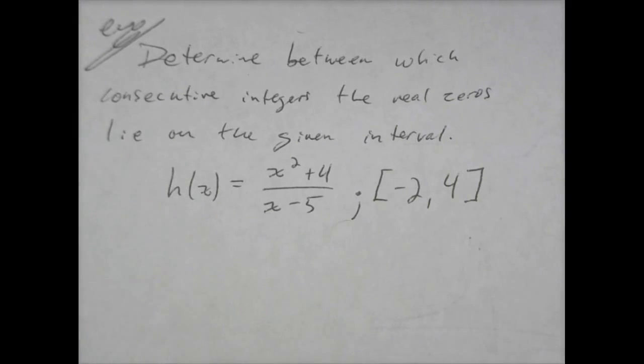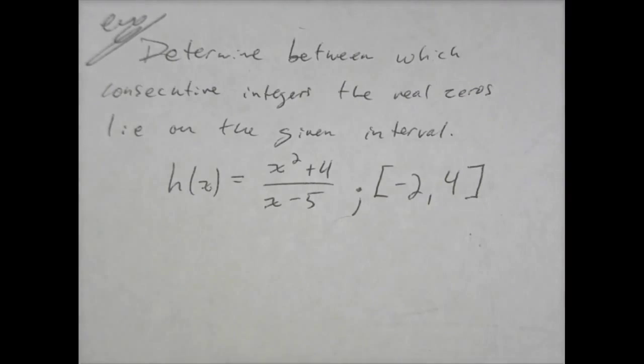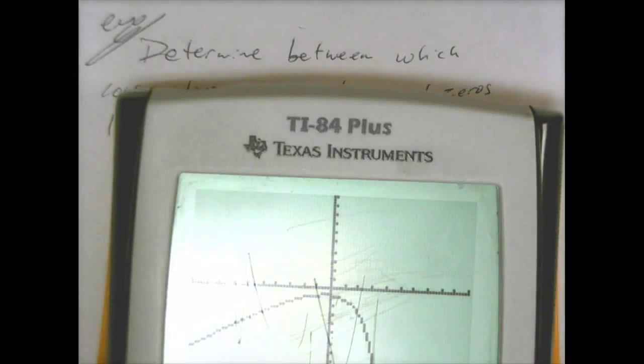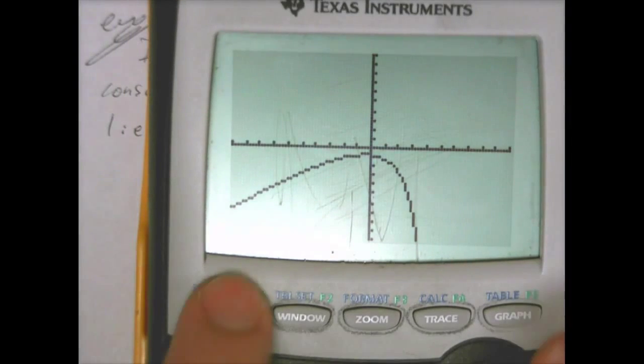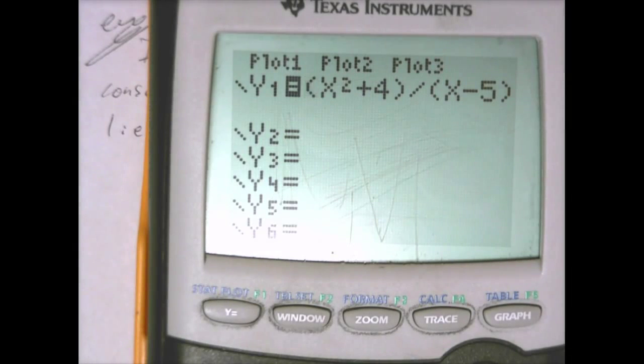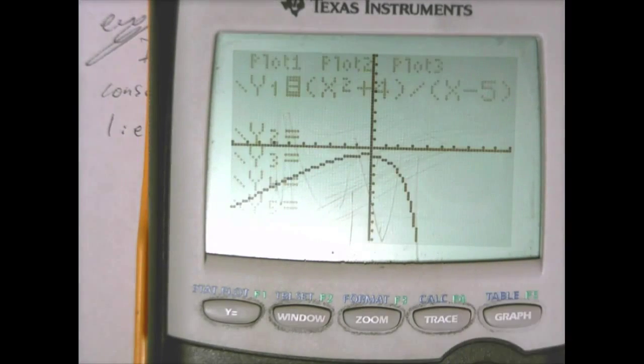this time. Determine which consecutive integers the real zeros lie on the given interval. h of x equals x squared plus 4 over x minus 5 when the interval is -2 to 4. So again, I have graphed the picture. Make sure that when you go into your y equals, you put parentheses around the numerator and parentheses around the denominator. Otherwise, you will not get the same graph.